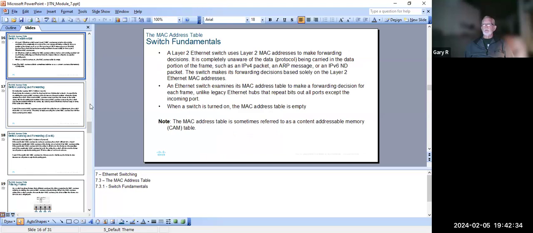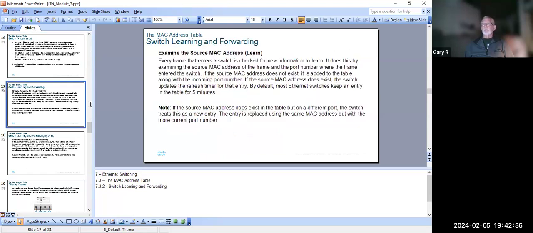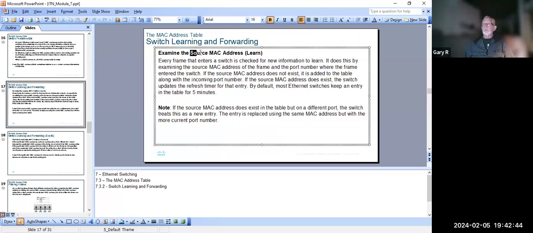Now I'm going to back up here a little bit to where I was. Yeah, there we were. Okay, so right there. So this is what I was referring to. The way it learns, a switch learns from the source MAC address. That's how it builds its MAC address table. An entry is kept in the table for 5 minutes in many switches by default. You can change that, but generally if something's not used within 5 minutes, you just as soon have it aged out anyway.